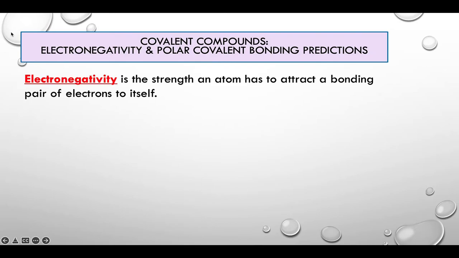There's another characteristic called electronegativity. It's the strength an atom has to attract the bonding pair to itself. So once it spin pairs and creates a bonding pair, a single bond with another atom, its electronegativity tells you how strong it is, whether it's going to hold that pair closer to its center, or if the other one is.